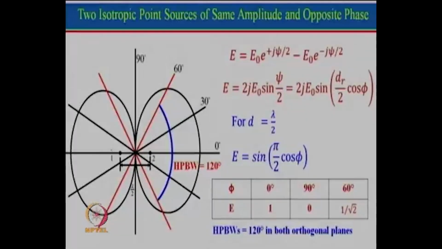Now actually speaking, when you take the spacing as lambda by 2, the mutual impedance between the two is actually close to 0. So that means this antenna can be individually optimized and another one can be individually optimized, and the impedance loading of this antenna to this will not be there.